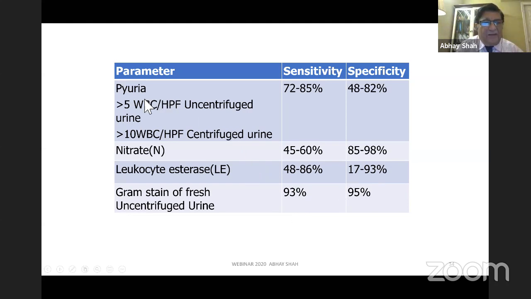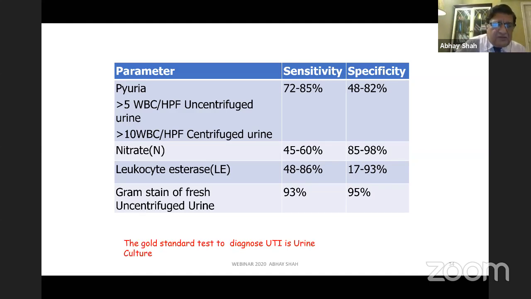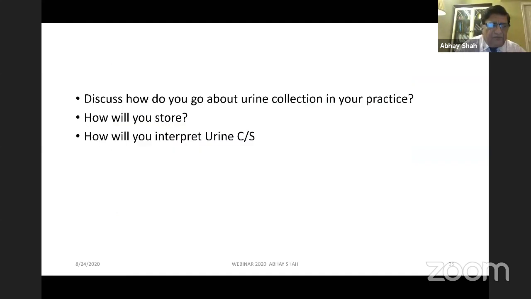So we can look at the specificity of 95% and sensitivity of 93%. Pyuria, strip test and gram stain should all be combined. Whether or not culture is available, it is a good habit to routinely do a gram stain along with the urine routine microscopy. The gold standard I already told you.